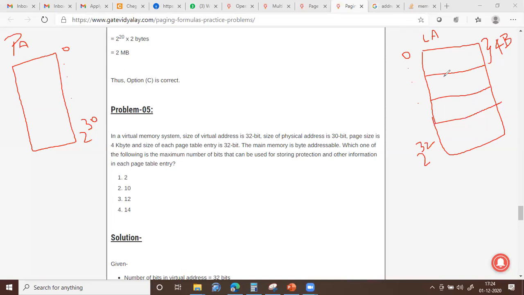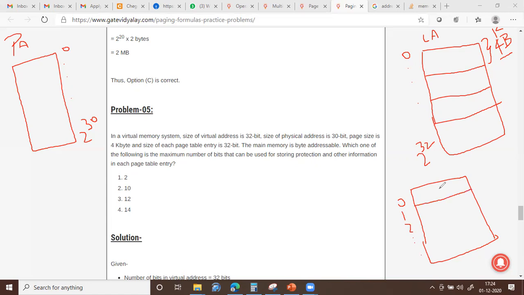Okay, there are many pages. The logical address space will have many pages. Each page is of 4 kilobytes. Page size is 4 kilobytes, and the size of each page table entry is 32 bits. Again, the page table is the one which translates the page number to frame number.